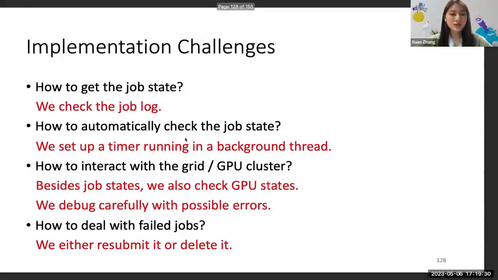Okay, so this is a checklist of how we dealt with some of the implementation challenges. How to get the job state? We get a job state by checking the job log. How to automatically check the job state? We set up a timer running in a background thread. How to interact with a grid or GPU cluster? We check the GPU states, and during development, we debug carefully with possible errors. How to deal with failed jobs? We either resubmit or delete them.